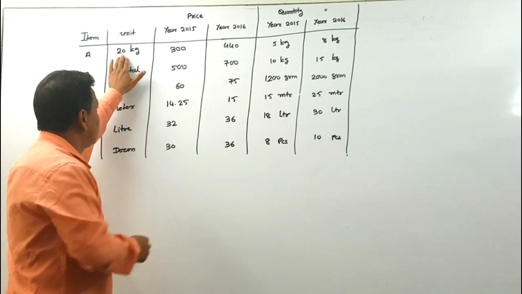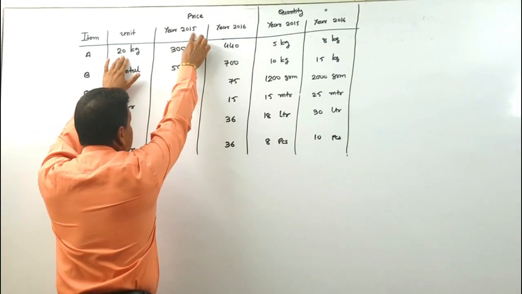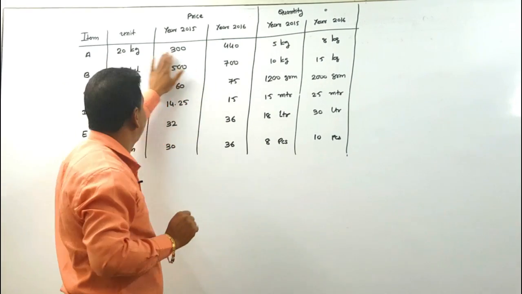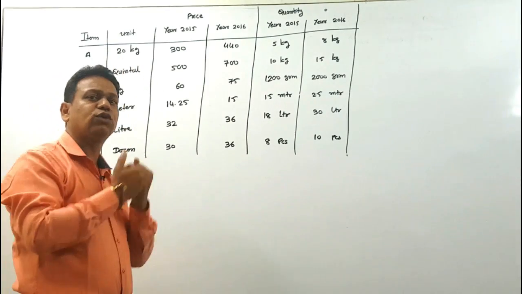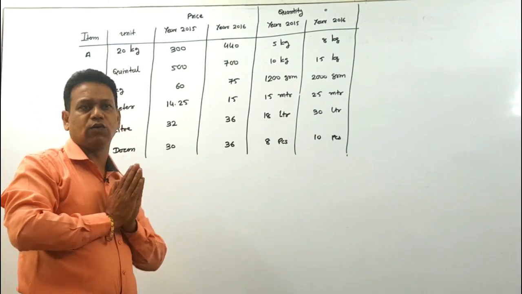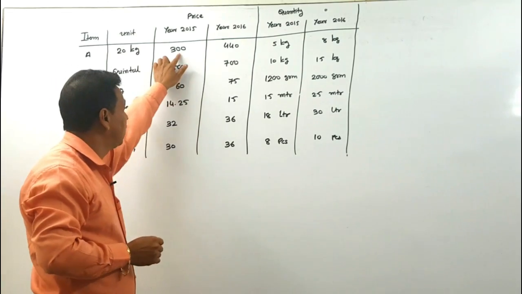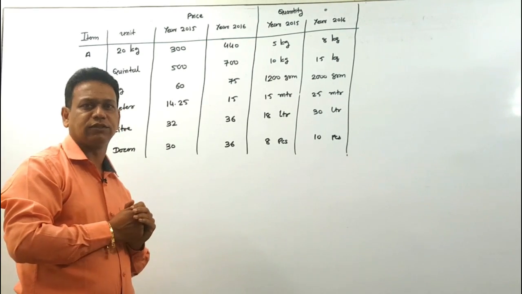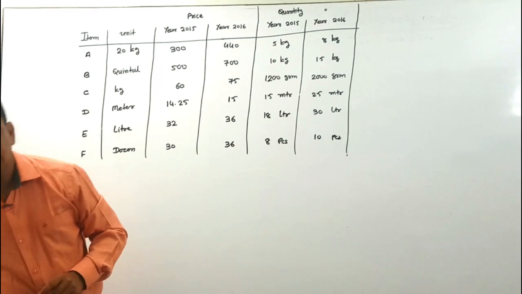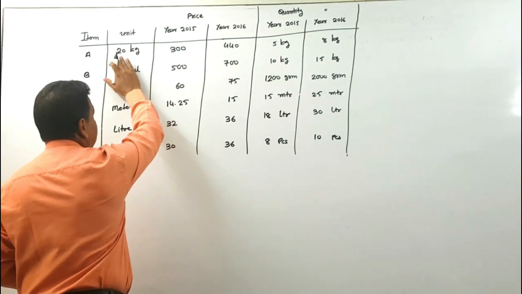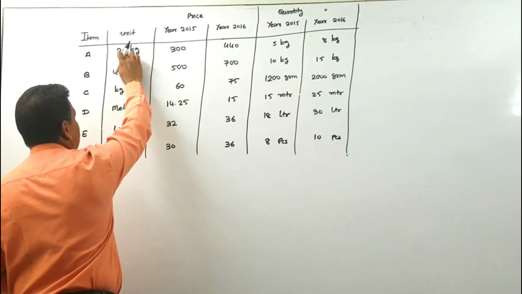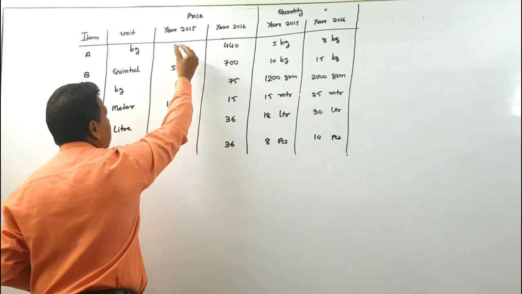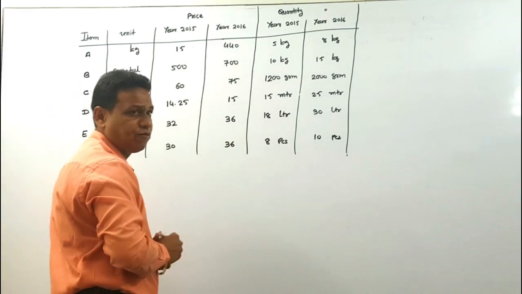So the price in 2015 is 300 rupees, but it is not for 1 kg. It is for 20 kilograms. So we have to convert such price into a 1 kilogram price. The very simple way is 300 divided by 20. So we get the 1 kg price as 15 rupees. We convert the 20 kilogram price into 1 kilogram price, so I cancel 20 here, it becomes kg, and instead of 300 I have written 15.